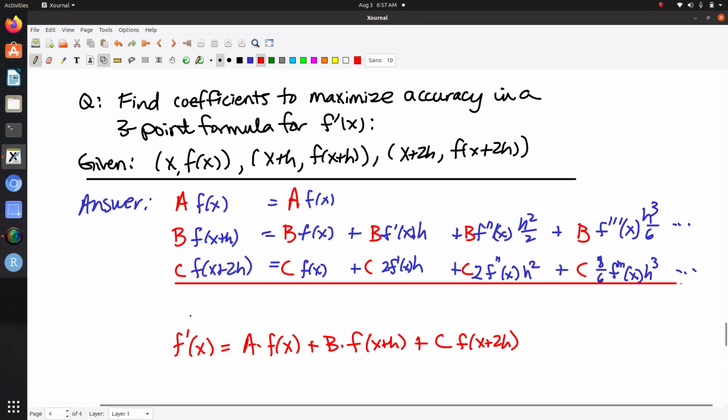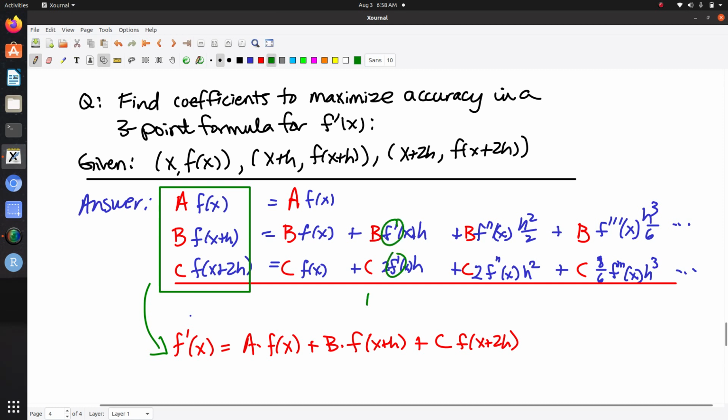So now I want you to think in terms of columns. Okay, so this is our technique right here. Now we want to find a, b, and c to make the technique as good as possible. Now, we could do this for anything. We could do this for looking for f double prime or f triple prime. But the goal here is to find f prime.